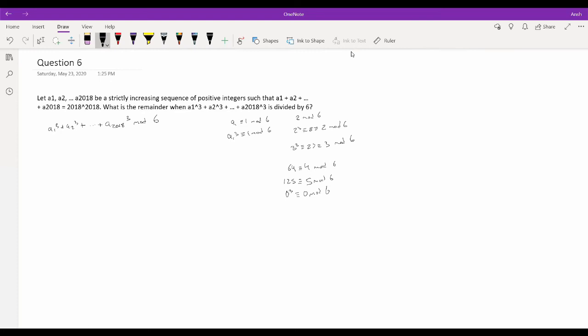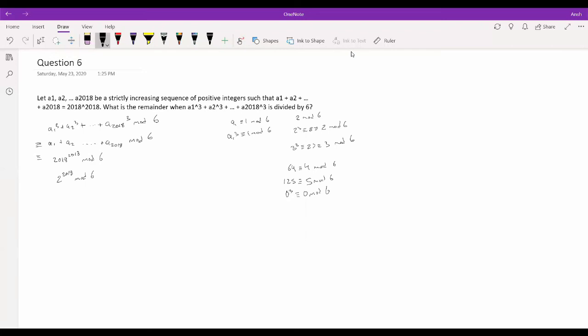So what this is essentially saying is that instead of writing A1 cubed, A2 cubed, and A2018 cubed mod 6, we can actually replace all these with just their terms, which will be A1 plus A2 and so on, mod 6. And since the problem already told us that this is 2018 to the 2018, we just want to find 2018 to the 2018 mod 6. All right, we know that 2018 mod 6 would be 2 because 2016 is a multiple of 6, so 2018 minus 2016 is 2.